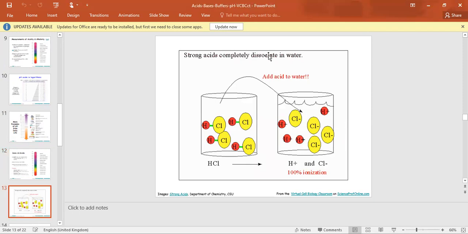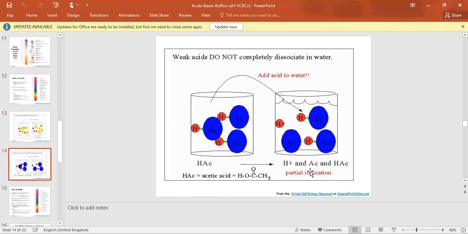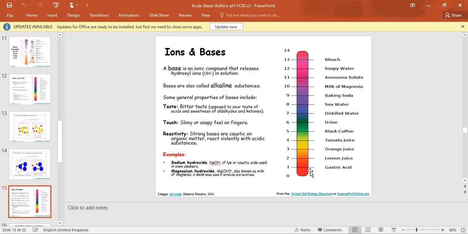Strong acids completely dissociate in water. For example, HCl added to water gives H plus and chloride. Weak acids do not completely dissociate in water. Ionic bases. A base is an ionic compound that releases hydroxyl ions, OH minus, in solution.